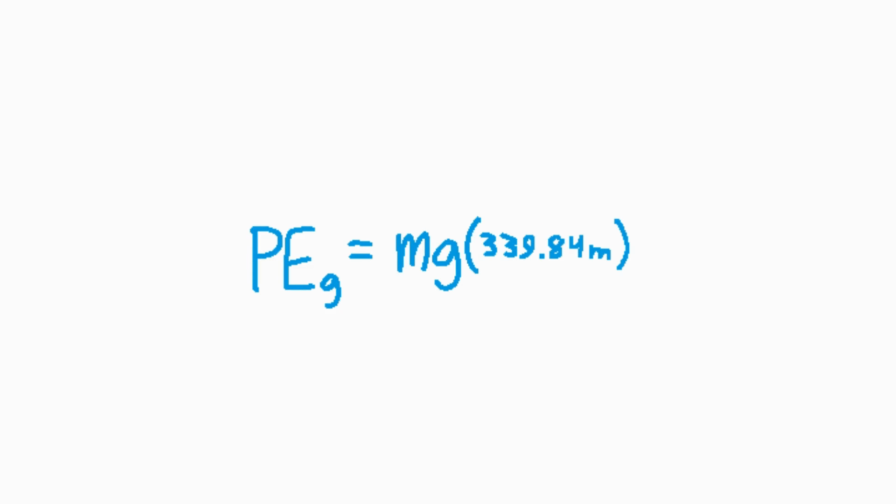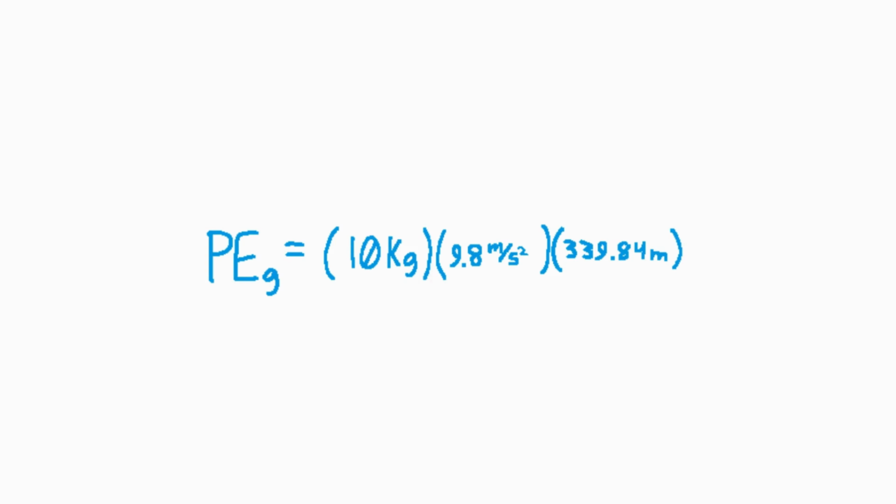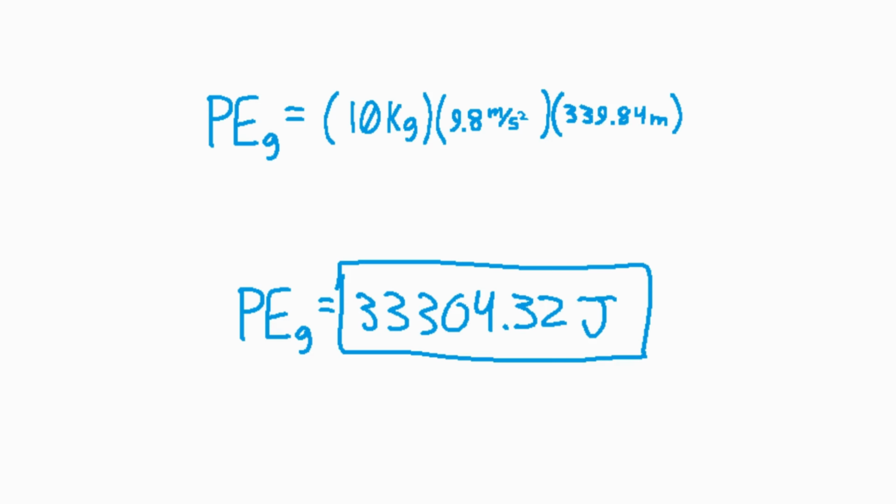339.84 meters high. That is its max jump height. Little g in the equation is acceleration due to gravity, which is 9.8 meters per second squared, and m is simply Magikarp's mass, which is about 10 kilograms. If Magikarp were to fall to the ground, this would convert all of his potential energy into kinetic energy. Crunching these numbers would result in 33,000 joules of kinetic energy.